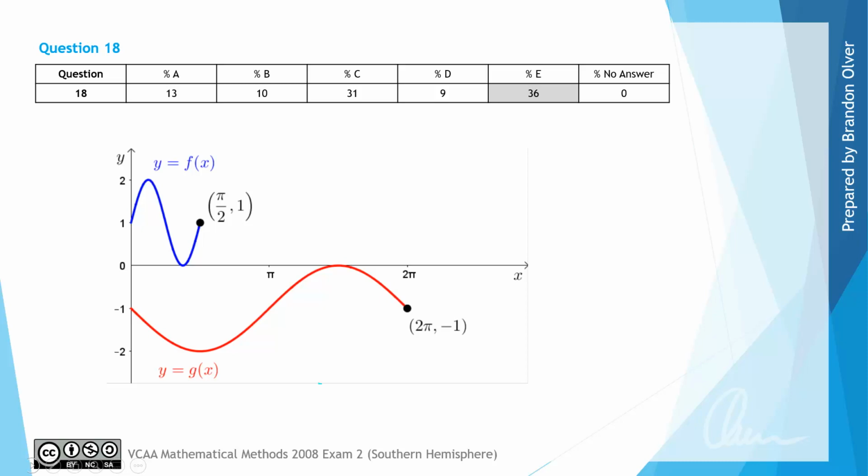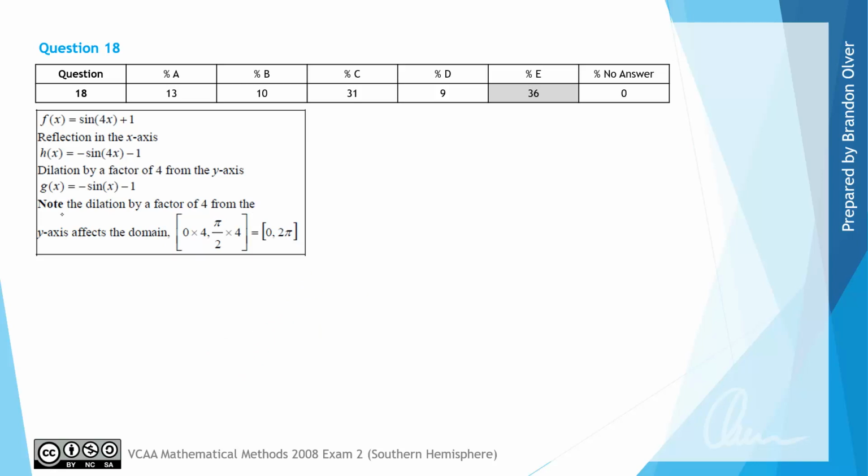The examiner goes on to make a particular note that the dilation by a factor of 4 from the y-axis will also affect the domain. Again, that was something that appeared to confuse students on this particular exam. So that's something that's worth noting down for yourself: some transformations, not all of them, but certainly a dilation from the y-axis will affect the domain of a graph.